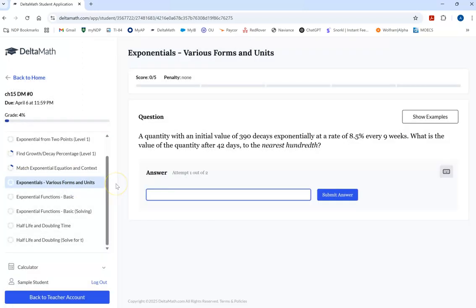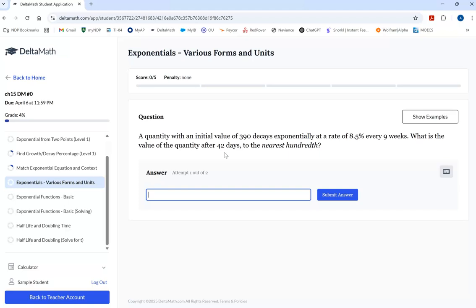Okay. It says the quantity with an initial value of 30 decays exponentially at a rate of 8.5 every 9 weeks. What is the value after 42 days, rounded to the nearest hundredth? What does this sound like? Just like the homework from last time, right? You're going to be using your calculator to graph. You don't even need to graph this to solve because it's asking for a quantity, not a time. So you're just going to be plugging that stuff in.